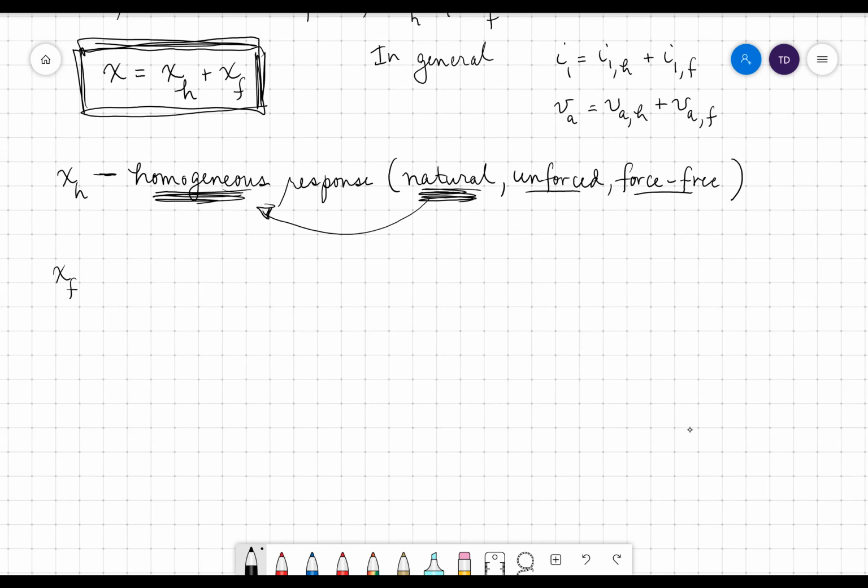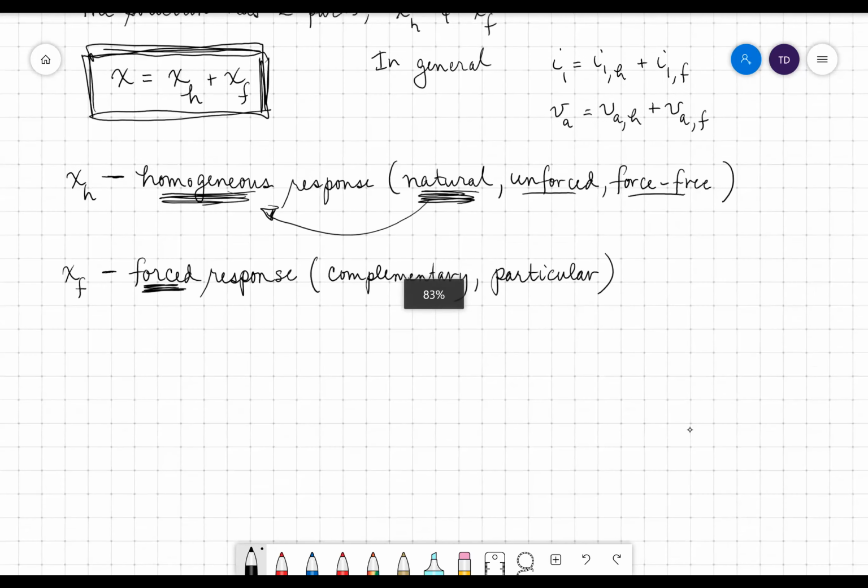X sub F is called the forced response. But there are also other terms for the forced response. And many of you in your math course will remember using the complementary solution. I don't like that. You'll never hear me use that. Or you may have heard the particular response. So those are other words that are used. In this class, I'm going to always call it the forced response. Okay?